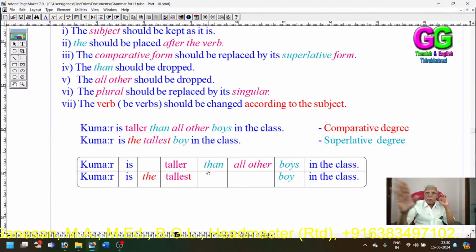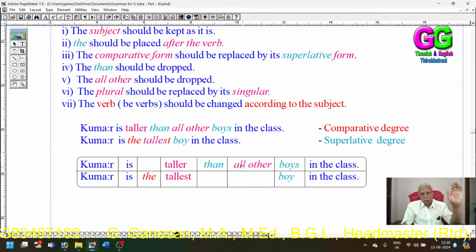Fifthly, the comparative scale then has been dropped because we can change it into superlative. With that, all other are also dropped. The plural should be changed into singular, boys to boy. Other things should be kept as they are. That's all.